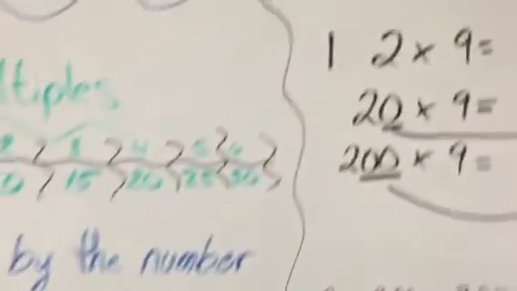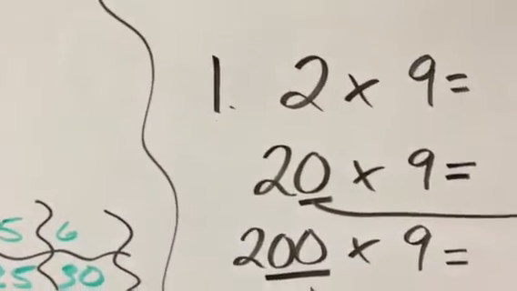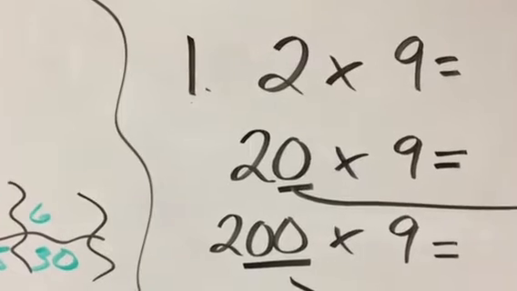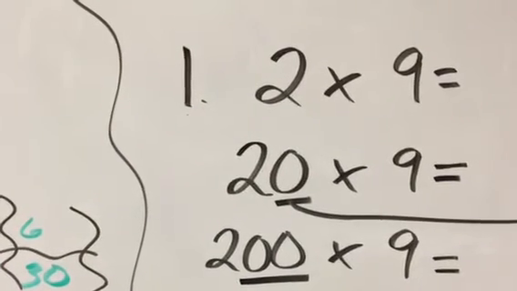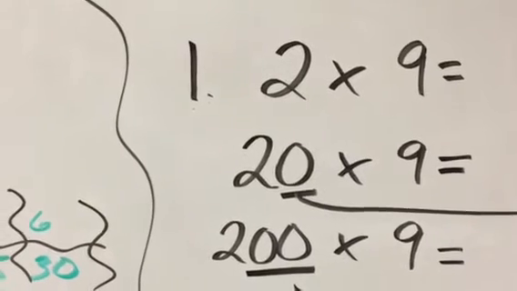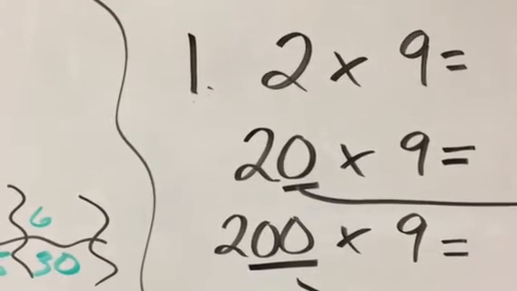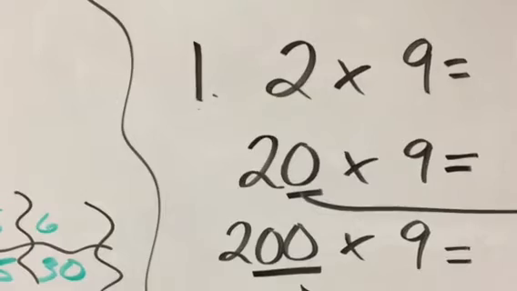Let's look at some of the practice. Let's look at this pattern and see if we can figure out the answer to all 3 of them. We know that 2 times 9 is 18. But what would 20 times 9 or 200 times 9 be? Pause the video and see if you can figure it out.